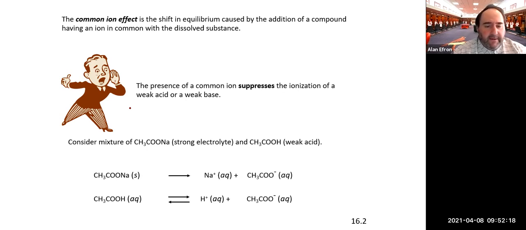Talking about the common ion effect and what that means. It's very similar to the idea of what happens with Le Chatelier's principle. In the common ion effect, with that weak acid or weak base, we basically get it to be suppressed. What that means is it's really not going to break apart like it would if that common ion was not present.